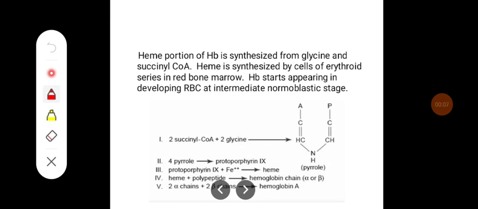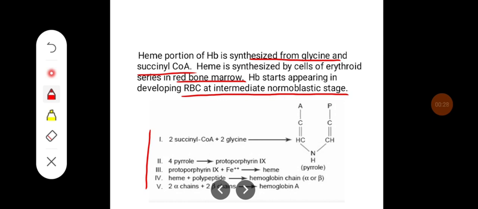The heme portion of hemoglobin is synthesized from glycine and succinyl-CoA. Heme is synthesized by cells of the erythroid series in the red bone marrow. Hemoglobin starts appearing in the developing RBC at the intermediate normoblastic stage. These are the different steps of synthesis of hemoglobin.